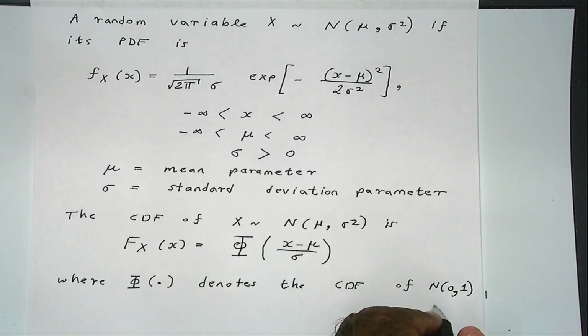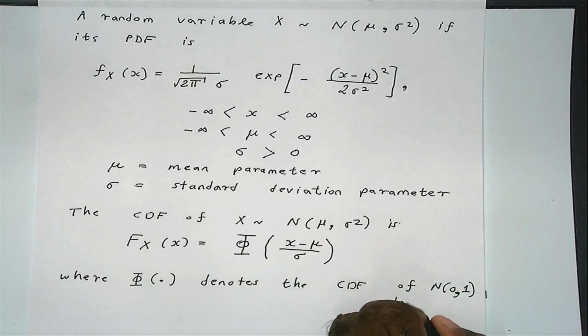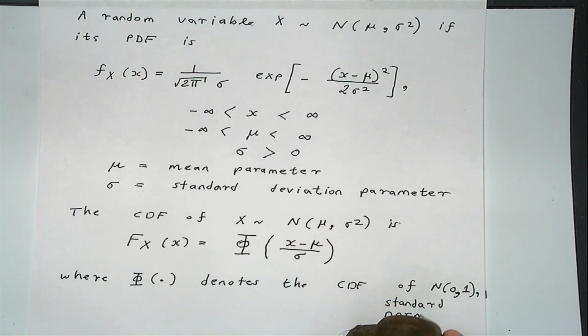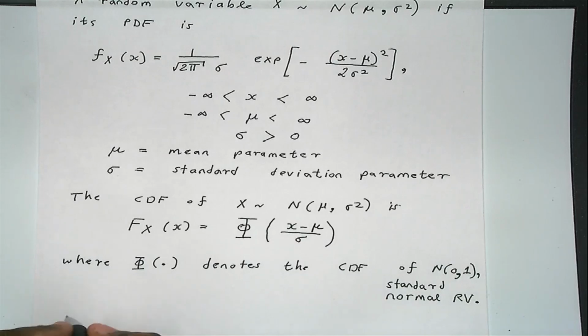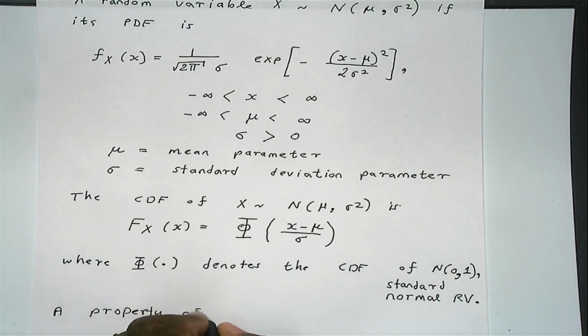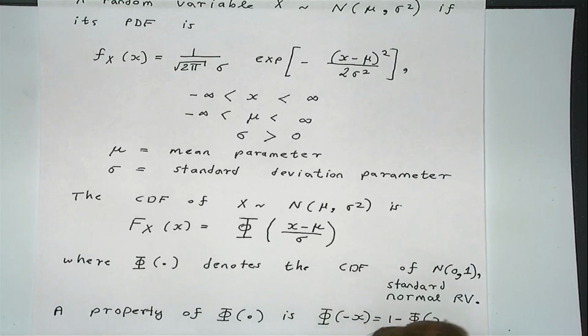Okay, I'm sure you know this, but I'll write it down anyway. This is the standard normal random variable. Okay. Now, a property of phi is the following: phi at minus x is equal to 1 minus phi at x. Now there are tables for reading the values of this function phi, right? And I will show you them right now.